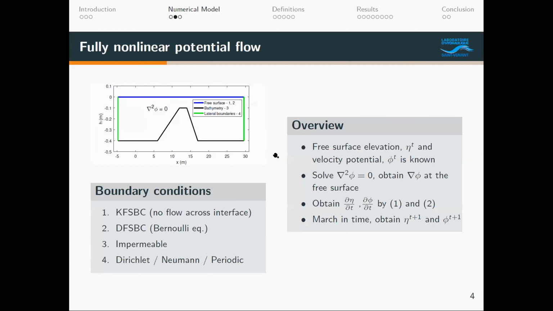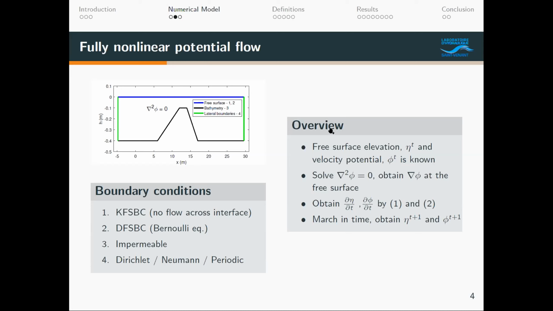The numerical model we're working on is called a fully nonlinear potential flow model. Here the flow is described by a scalar potential field, such that the Laplacian of the potential is 0 in the domain. For the boundary conditions, it's bounded by two conditions on the free surface, one signifying no flow across the interface, and the other being the constant pressure Bernoulli equation. Then we have our bathymetry as an impermeable one for the test case that I'm working on, and the lateral boundaries could be Dirichlet, Neumann, or periodic.